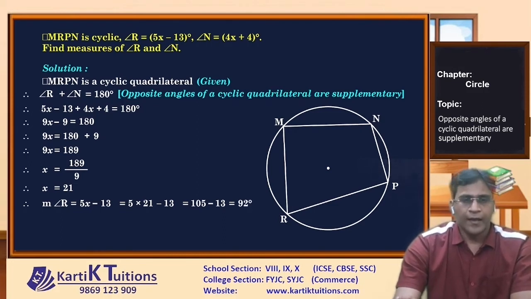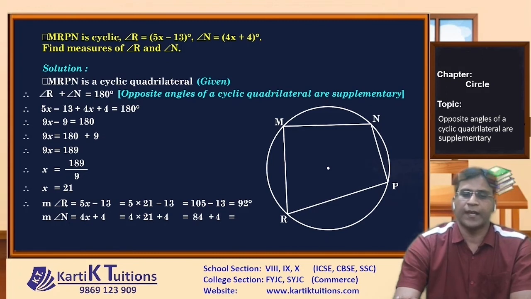Same way, angle N is 4x plus 4 degrees. So instead of x, we can substitute the value as 21. So 4 into 21 plus 4. Now 4 into 21 will give us 84, plus 4 will give us 88 degrees. I hope you must have understood this sum.